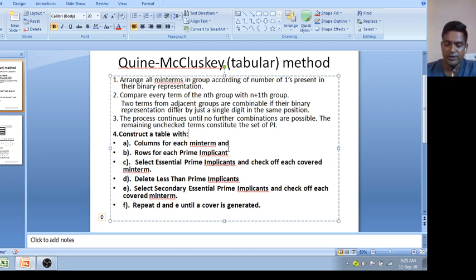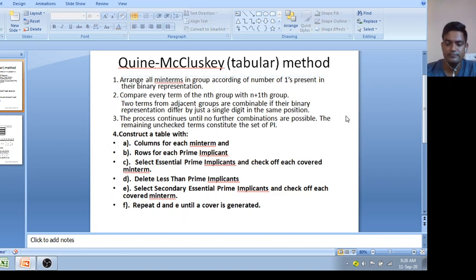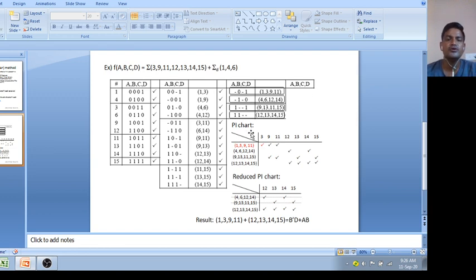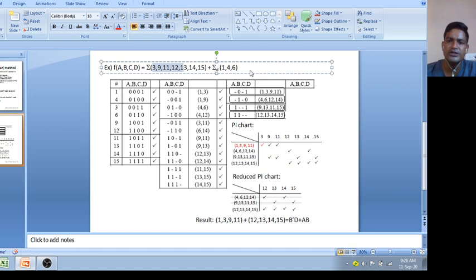For this, suppose you are taking an example. Suppose you have to minimize sigma m 3, 9, 11, 12, 13, 14, 15 plus sigma d 1, 4, 6. These are the don't care terms, and these are the minterms. Now the first step is to arrange them according to the number of ones present. In group 0 there is nothing in this question, so G0 is not possible.